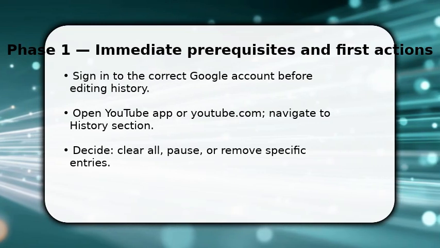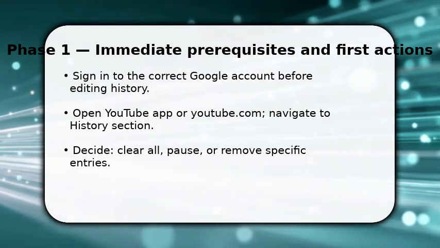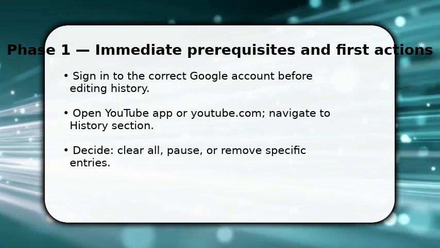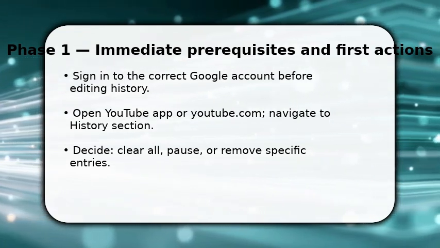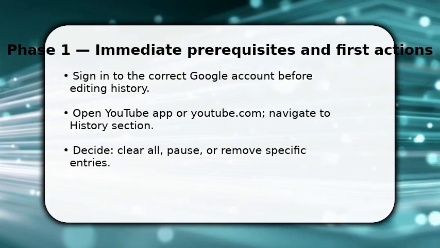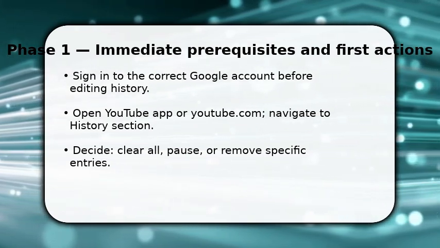You're signed in, now open YouTube and go straight to history. Don't wander. Once on the history page, choose whether to remove individual searches, clear all search history, or pause future logging. To remove one item, tap the X or three-dot menu next to it.